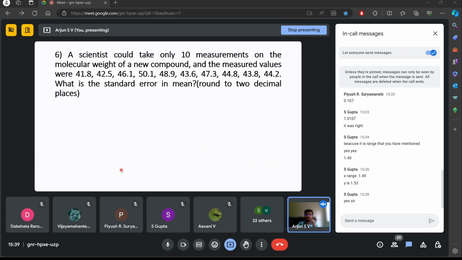Scientists could take only 10 measurements on the molecular weight of a new compound. So they are given 10 measurements and 10 different values. They are asking us what is the standard error in the mean. Same thing: you find the mean of all the 10 measurement values, and then you find the standard deviation. The standard error is standard deviation divided by the root of the number of samples. Here n is equal to 10. So you divide the standard deviation 2.73 by the root of 10, and you get 0.8649. So that will be the standard error.